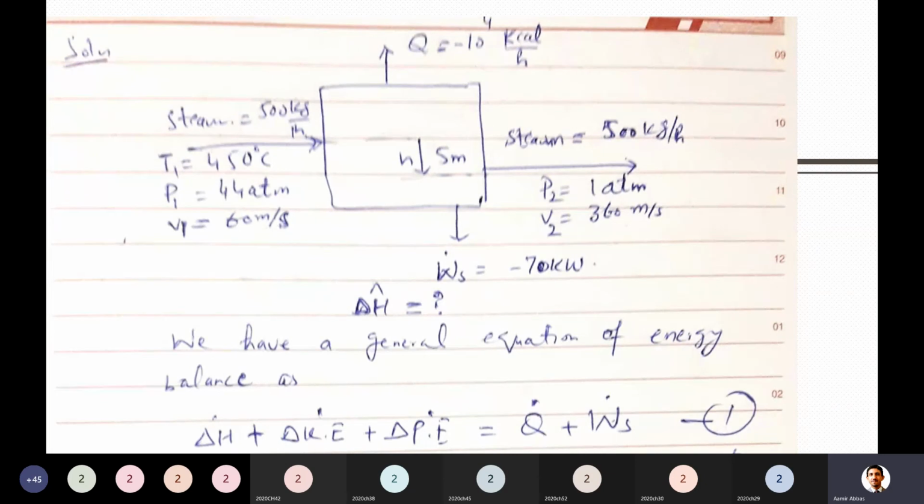Next, what about change in potential energy? Is there any change in potential energy? Yes, good. Because height is changing, height is decreasing here. The inlet point and outlet point are not the same. They are not at the same level. So when there is a change in height, it means definitely there will be a change in potential energy. We need to calculate this.